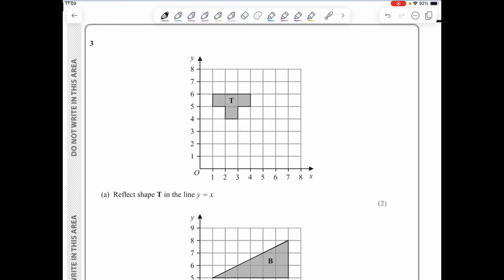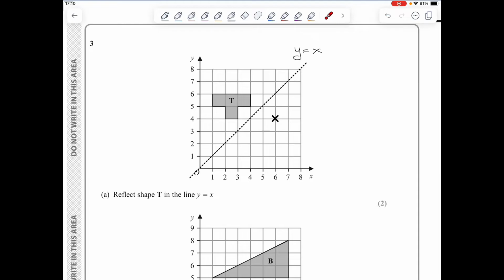For part A of question 3, I'll start by drawing the line y is equal to x. Now that's the line that passes through 0, 0, 1, 1, 2, 2, and so on. Now I'm going to start reflecting each vertex of this shape in the line y is equal to x. So for example, if I take this vertex here, this is one diagonal from that line. So to reflect it, I'm going to go one diagonal further on the other side. So this is the point after the reflection.